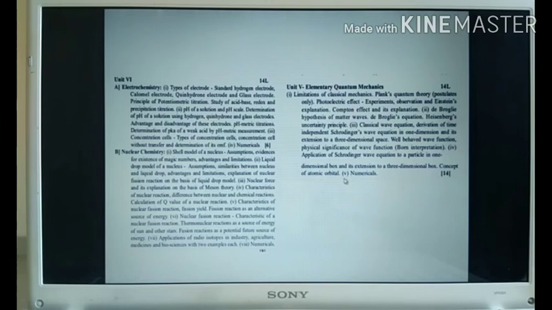And then concept of atomic orbital हमको देखना है. And then उसके बाद में some numericals, isn't it? So quantum mechanics भी हमको study करना है as well as some classical mechanics भी study करना है.